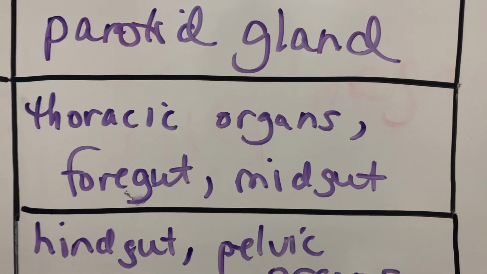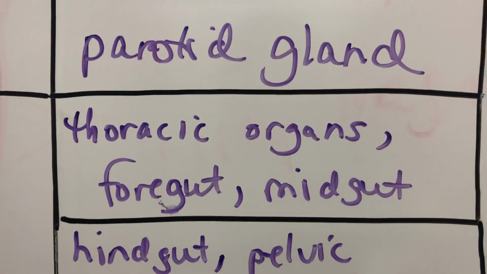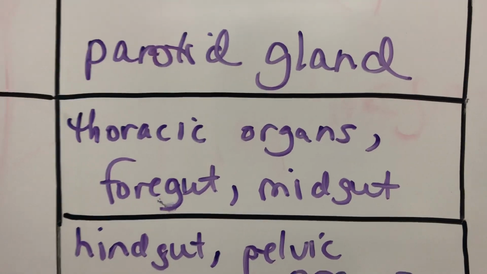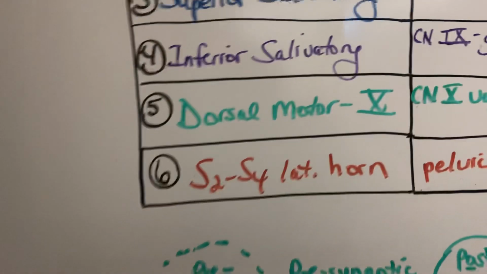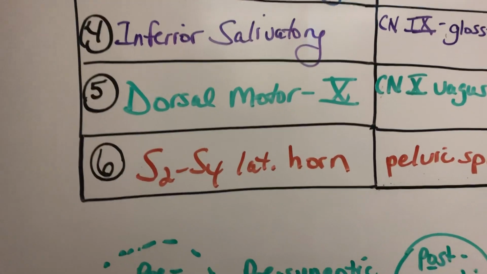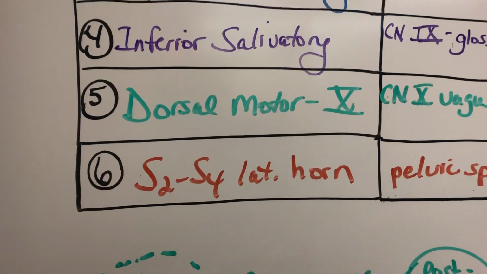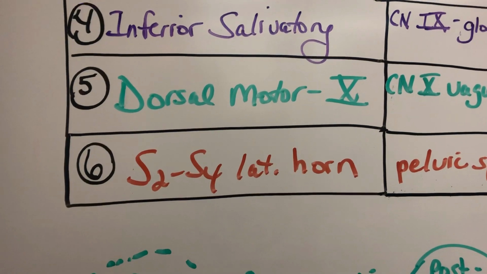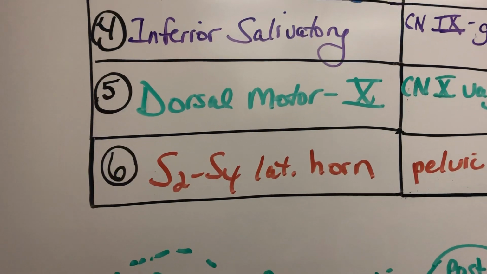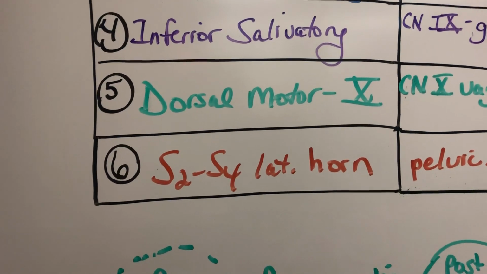The midgut ends at that distal quarter of the transverse colon. So again, doesn't deal with the poo. Now, we have to cover the pelvic organs and cover what is not covered by vagus. So what's left over is hindgut and pelvic organs. These are innervated at their nucleus by the S2 to S4 lateral horn cells.